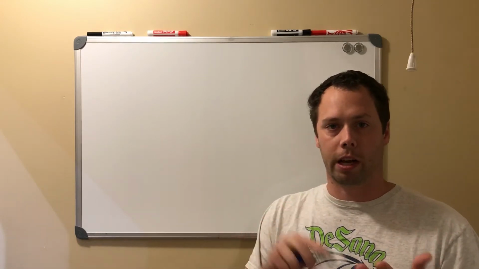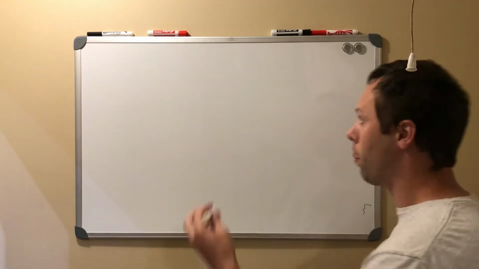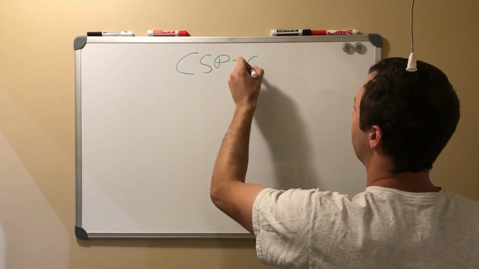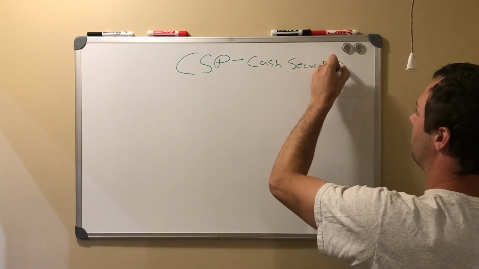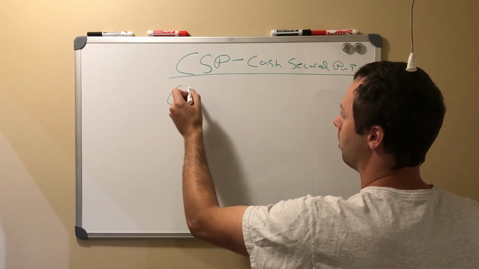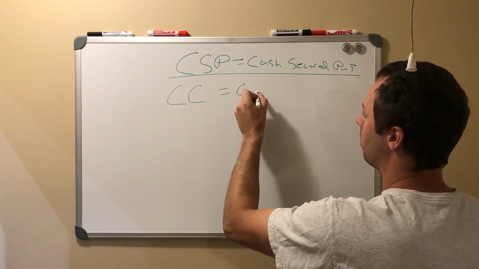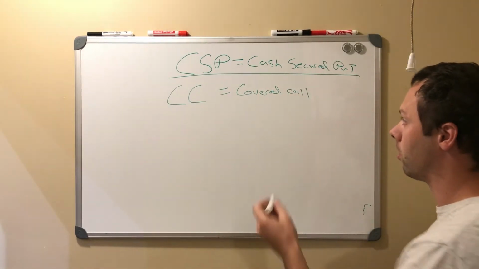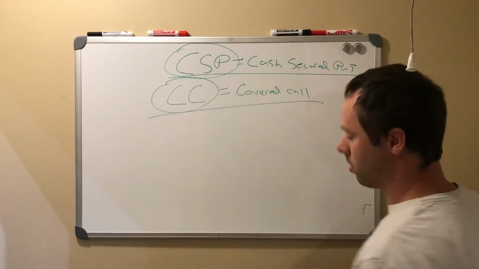But this is going over cash secured puts and covered calls and some super basic concepts behind those two. So call it a CSP, a cash secured put, and then a CC, which is a covered call. Okay, so we're gonna have these two different concepts.